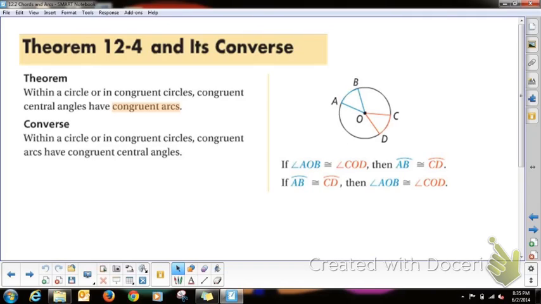So Theorem 12.4 and its converse. The theorem is: within a circle or in congruent circles, congruent central angles have congruent arcs. So in this picture here, angle AOB, so that's this central angle here, is congruent to this central angle COD, and therefore the arcs are congruent. Arc AB is congruent to arc CD. And then the converse of that: if the arcs are congruent, then that means the central angles are congruent.